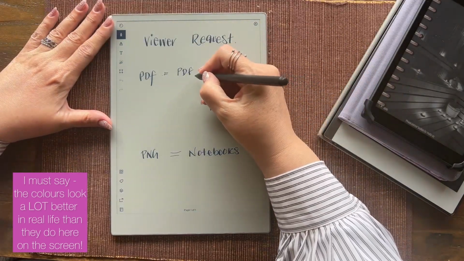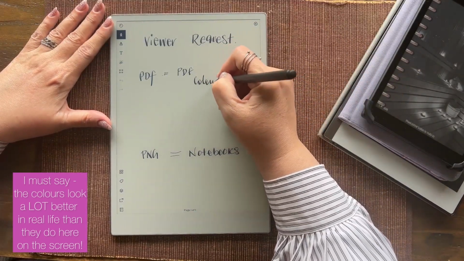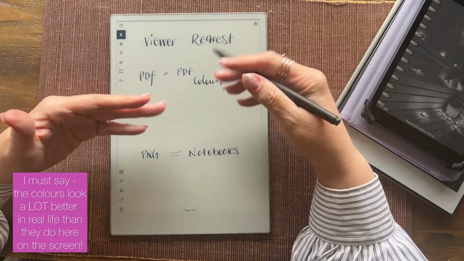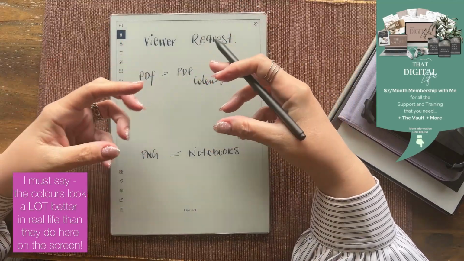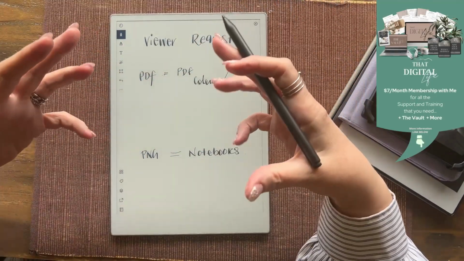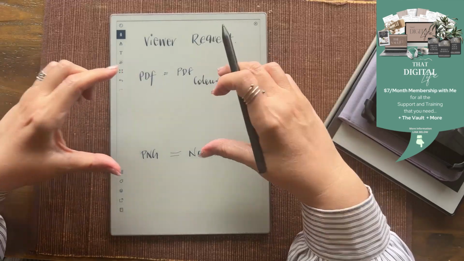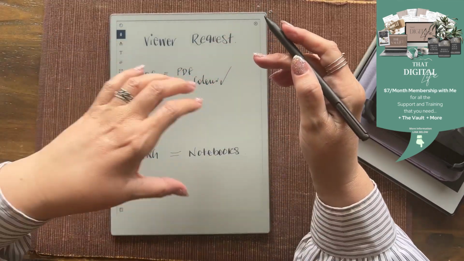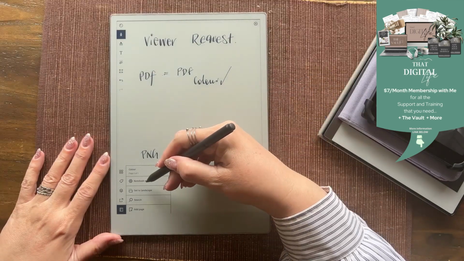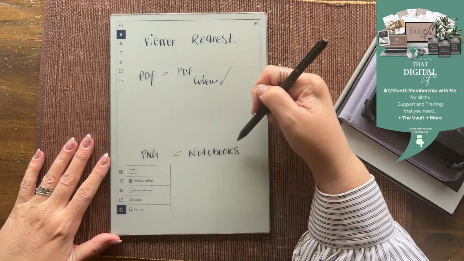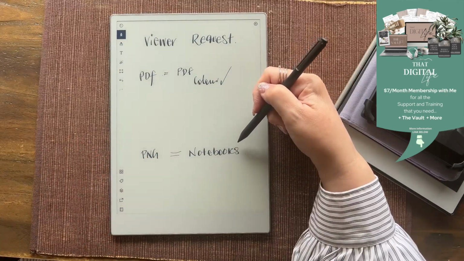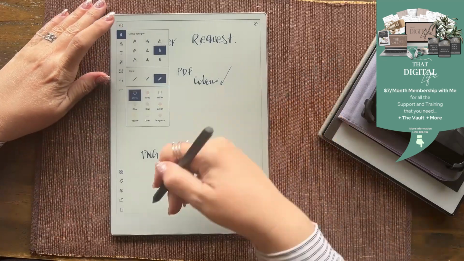So we've done those. Color. And you'll notice that it is not remembering my color from the other document. It actually remembers what colors I was using in each document, which is really cool. So now it says notebook settings. That's what a PNG file actually is.